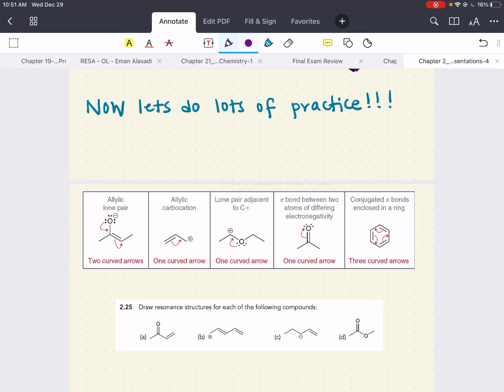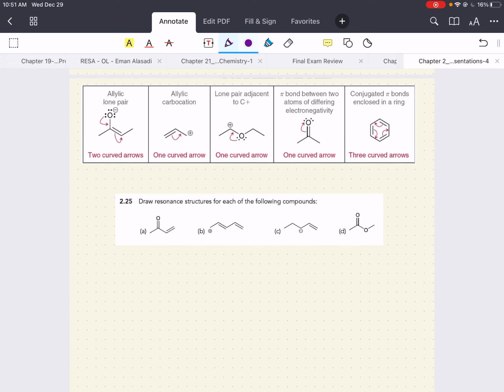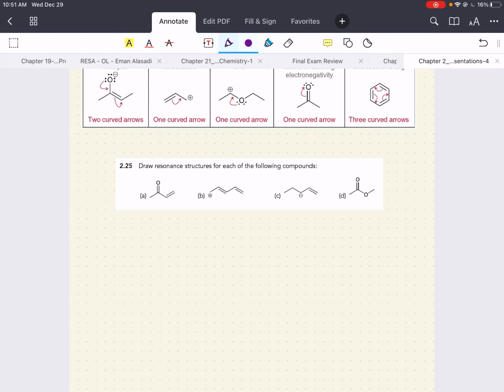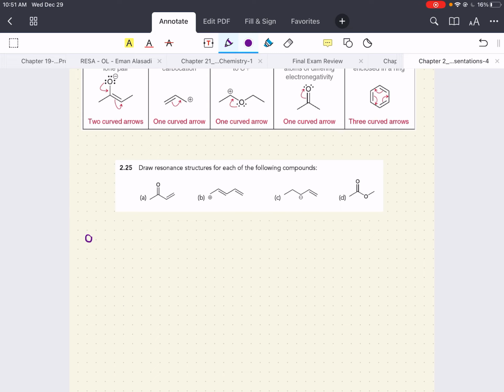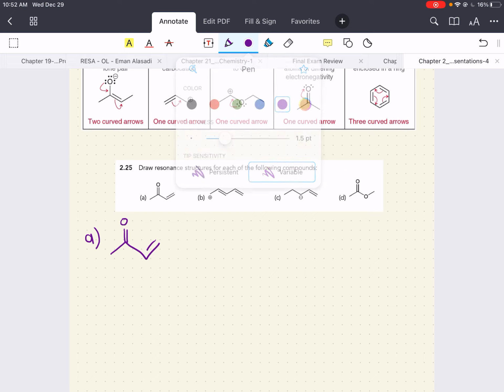Now let's get into some problems so we can really solidify this information, because it is a lot of information. We're going to go ahead and do a couple of practice problems here, starting off with A. We're going to draw this out like so. What do we see over here? What is one resonance pattern that we can pick up really quickly? Well, look at this.